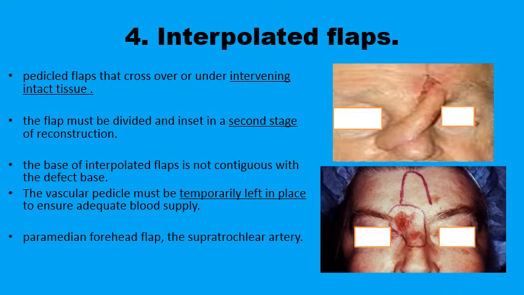And then to interpolated flaps, in which the flap has to cross over an intact bridge of skin to reach its destination. An example is this paramedian forehead flap. The origin is in the forehead, centered over the supratrochlear artery. It has to cross over intact skin to reach its destination to cover up a defect in the nose, and the flap will be sutured over the defect and left until new vascularization takes place, and then at a second stage it will be released from its origin and this area will be repaired.